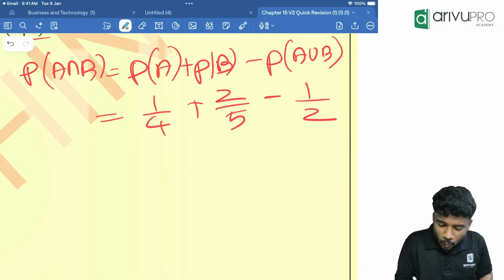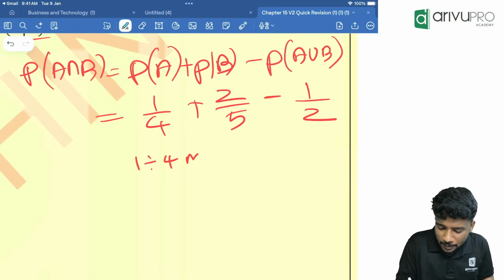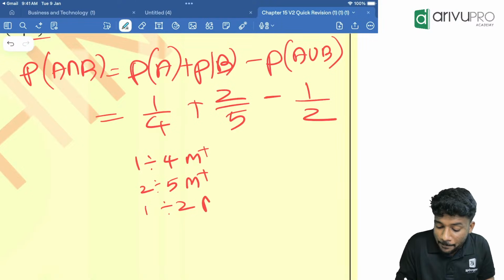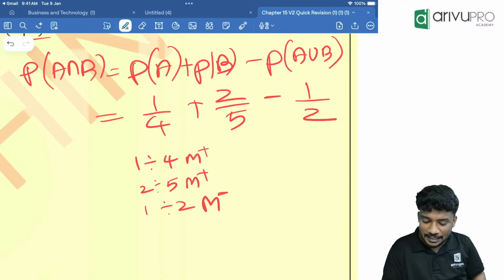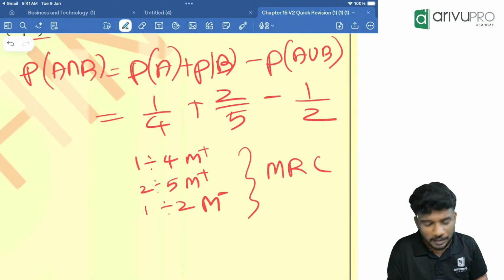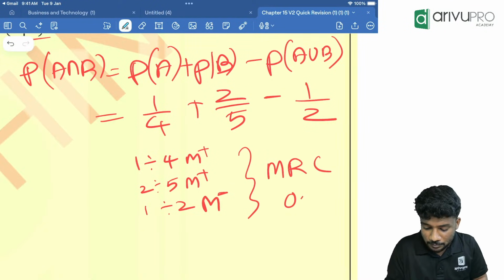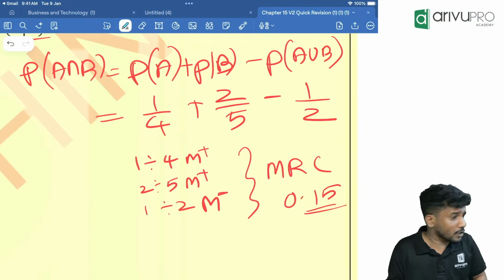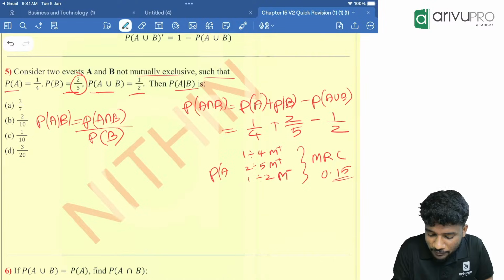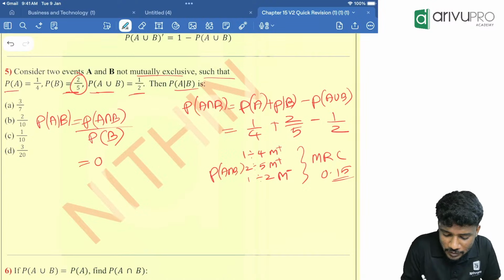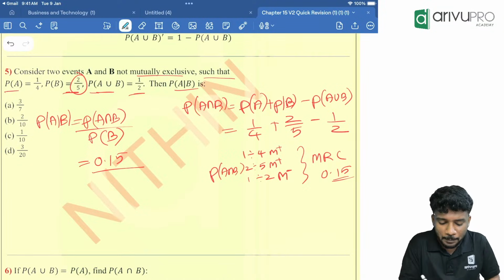Then, 1 divided by 4, M plus, 2 divided by 5, M plus, 1 divided by 2, M minus, because the sign in front is minus. Then click MRC. Samir, how much did you get after clicking? 0.15. Everyone got 0.15. So that is your A intersection B. P of A intersection B is equal to 0.15 divided by P of B.